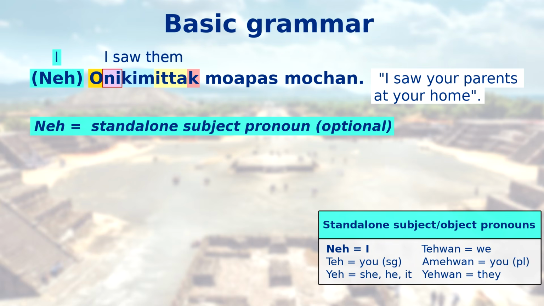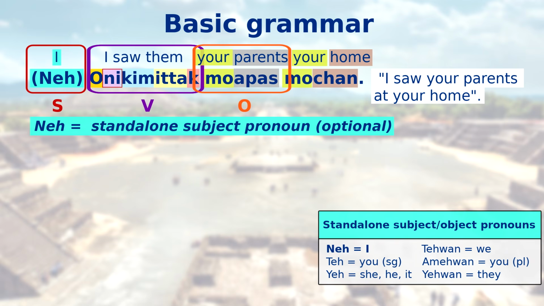When there are standalone subject and object pronouns, or explicit subjects and objects, modern varieties of Nahuatl tend to have SVO word order, subject, verb, object. This is partly due to the influence of Spanish, and is different from the SOV and VSO word orders which were common in classical Nahuatl. But modern varieties don't always use SVO, and there's flexibility in the word order.